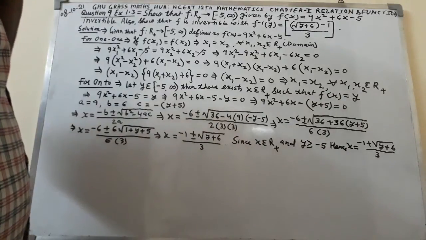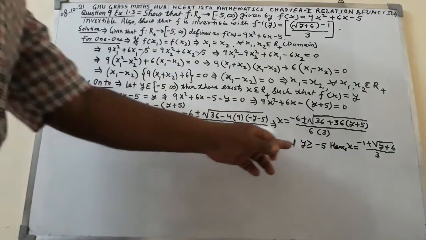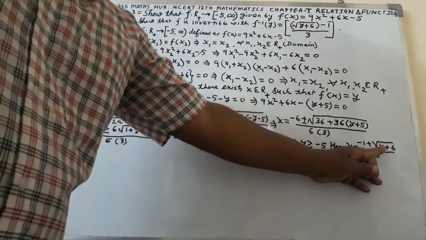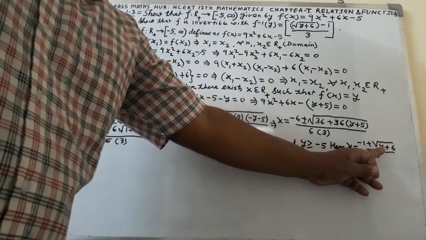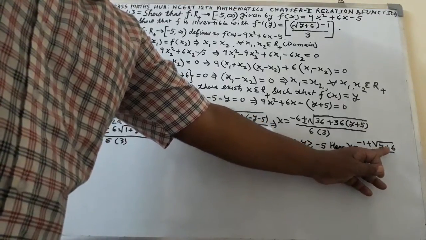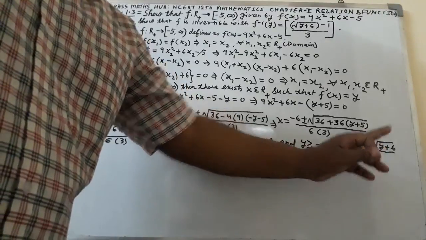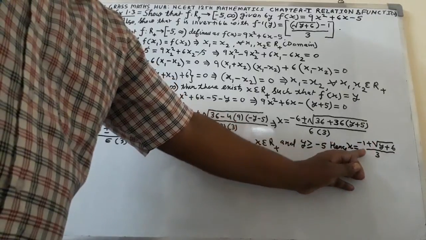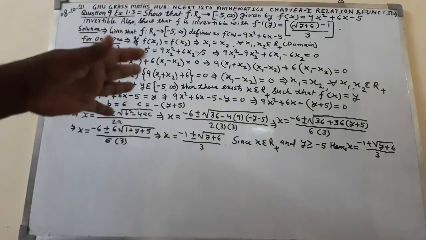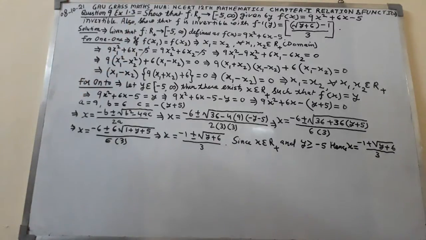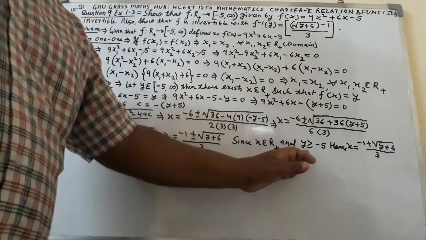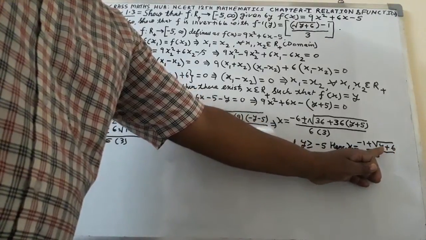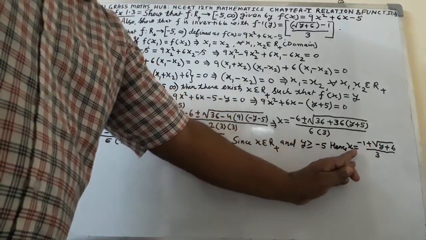That is correct. Now if you put here y equal to minus 5, minus 5 plus 6 comes out to be 1. Under root 1 equal to 1. Minus 1 plus 1 comes out to be 0. 0 over 3, x equal to 0. X equal to 0 means the value of x will be positive. If I put here y equal to minus 4, 6 minus 4 comes out to be 2. Under root 2, again the value of x will be positive.